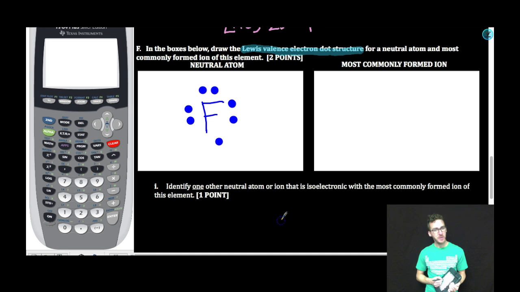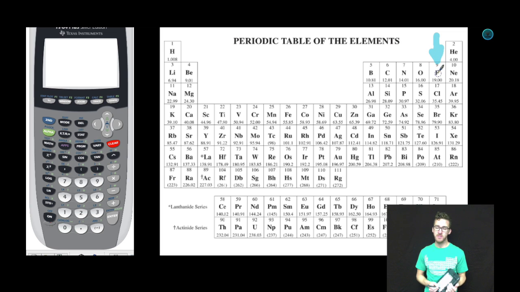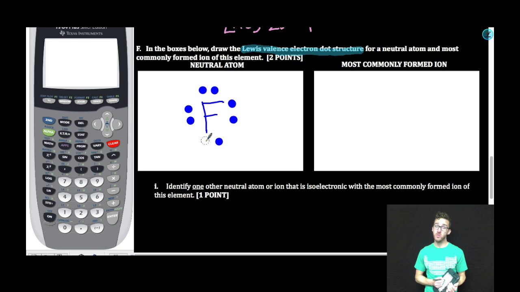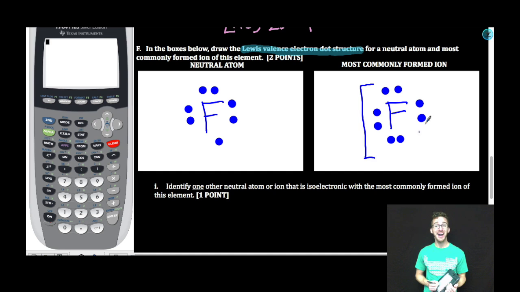Now, the most commonly formed ion. Fluorine as a nonmetal will most likely gain electrons to complete its octet. Notice that it's just missing 1 electron for a complete valence level. So, for the most commonly formed ion, I'm going to rewrite my symbol F and then recognize that it's going to gain 1 electron. By gaining an electron, it's no longer neutrally charged. So we place our ion, the fluoride ion, in brackets and write that charge outside the brackets. Boom! Lewis valence electron dot structures.